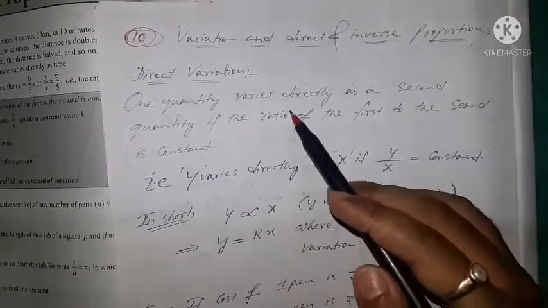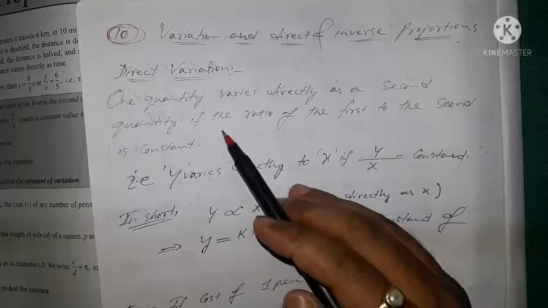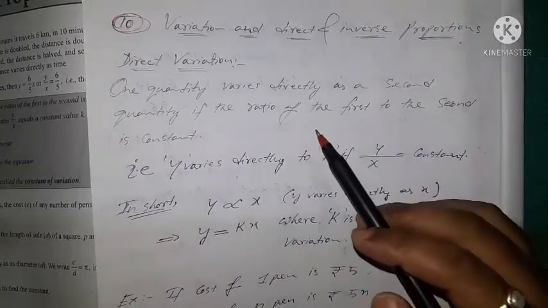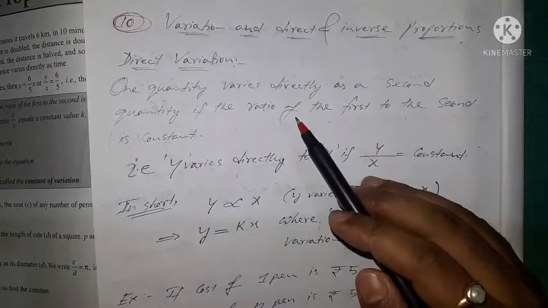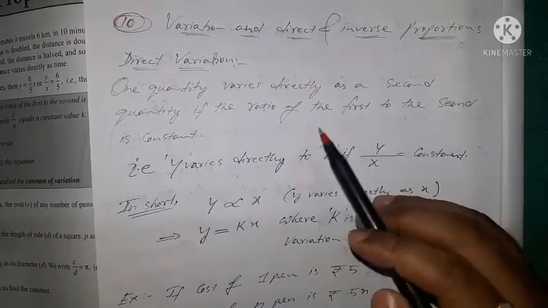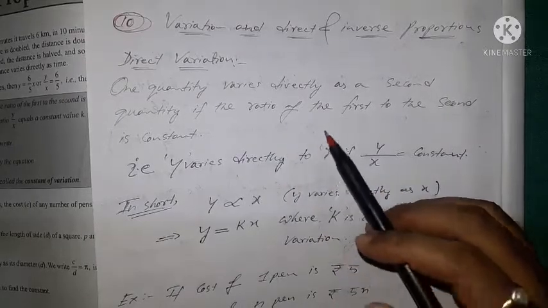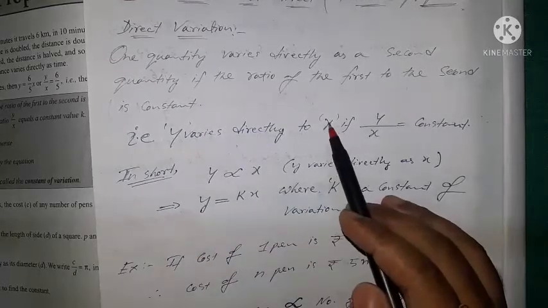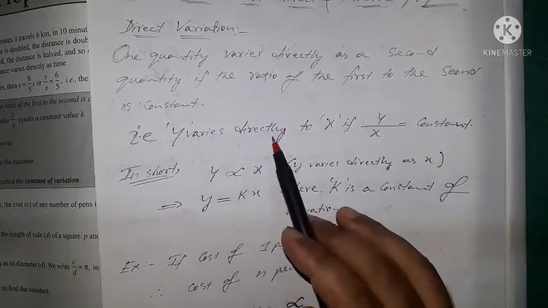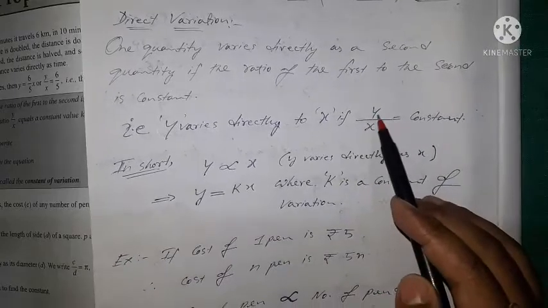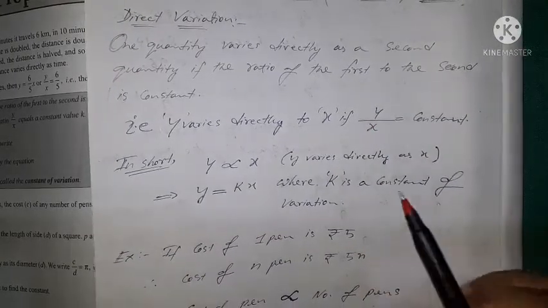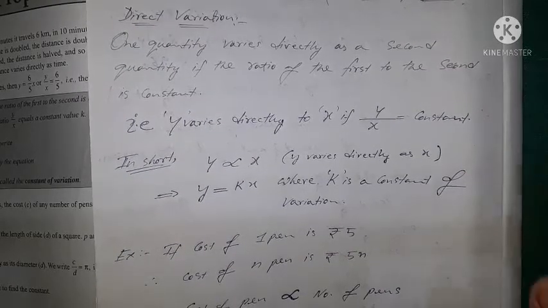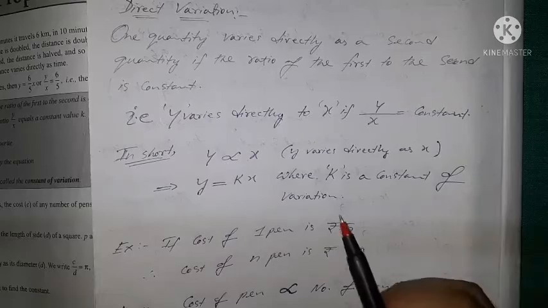One quantity varies directly as a second quantity if the ratio of the first to the second is constant. So if the ratio of the first given quantity to the second quantity is constant, then we say they are in direct variation. That is, if y is the first quantity and x is the second quantity, then y varies directly as x. If we divide y by x, we get a constant value, like 1, 2, 3, any integer.